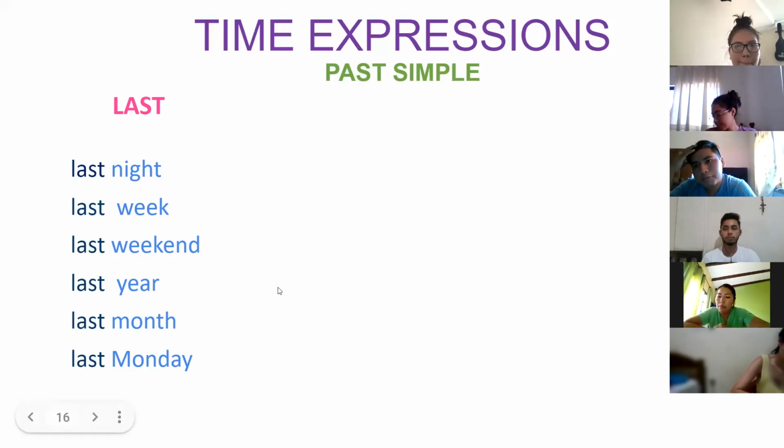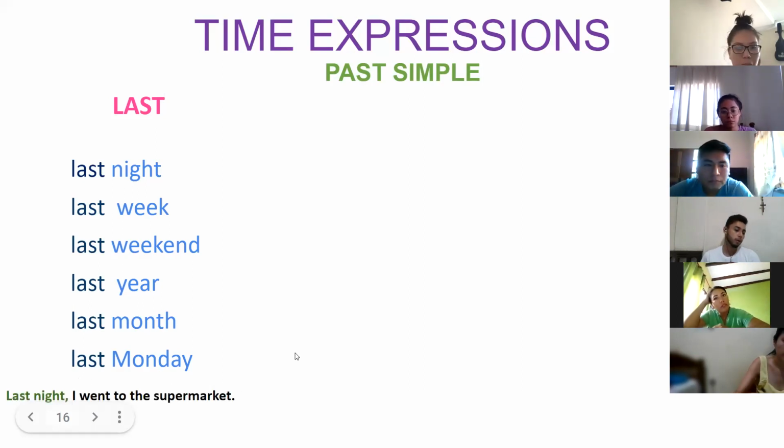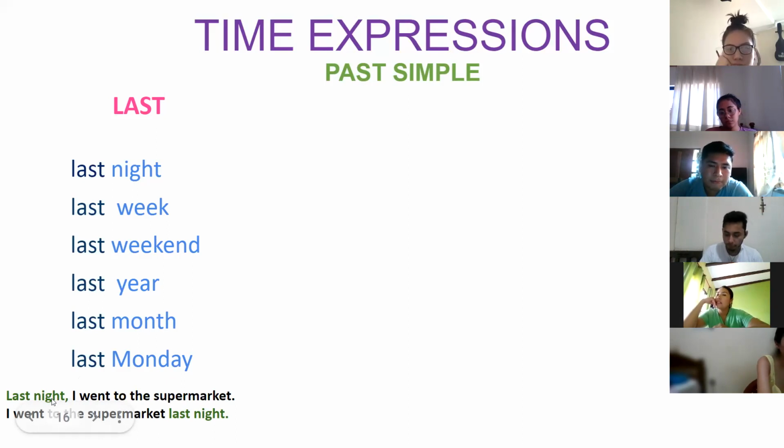Then we have the next one. For example, last night I went to the supermarket. Or I went to the supermarket last night. We can place the time expression at the beginning or at the end of the sentence. If we place the time expression at the beginning, we need a comma, okay?